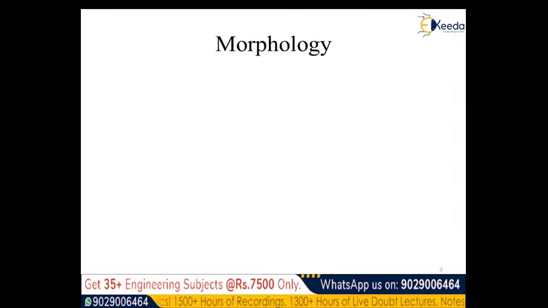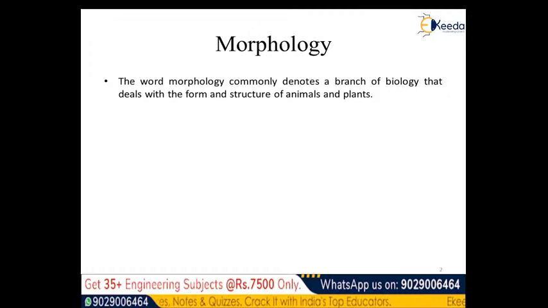When we talk about the term morphology, this is the word commonly denoting the branch of biology, and it deals with the form and structure of animals and plants. Here you just have the understanding that morph means form or structure of the animal. Form means a kind of shape, how big, how small it is. That kind of study for animals and plants in biology is said to be morphology. Now this morphology term is also adopted in mathematical terms for engineering applications.